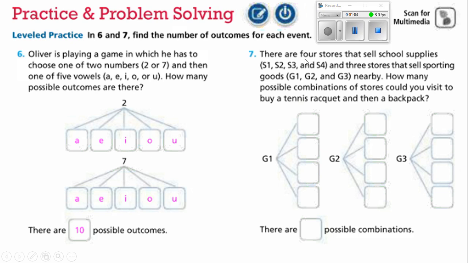Number 7 says there are 4 stores that sell school supplies: store number 1, store number 2, store number 3, and store number 4. And the 3 stores that sell sporting goods, so this is store number 1, store number 2, store number 3. How many possible combinations of stores could you visit to buy a tennis racket and then a backpack?